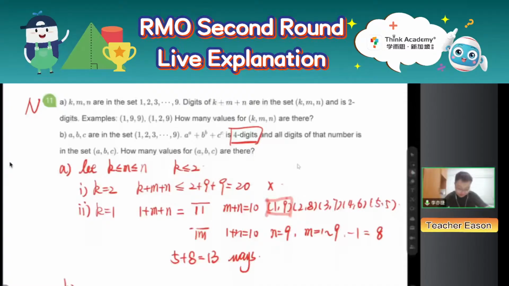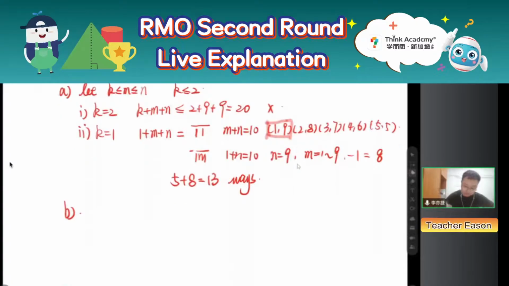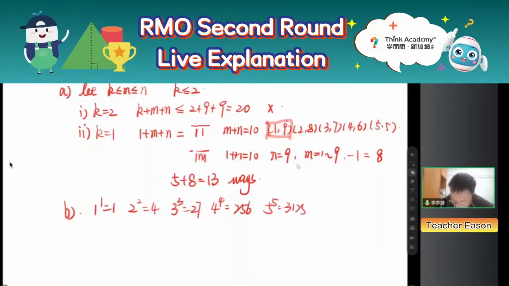The logic is, let's do something. 1 to the power of 1 equals 1. 2 to the power of 2 equals 4. 3 to the power of 3 equals 27. 4 to the power of 4 equals 256. 5 to the power of 5 equals 3125. 6 to the power of 6 is already larger than 10,000. So again, we just let A smaller or equal to B smaller or equal to C.